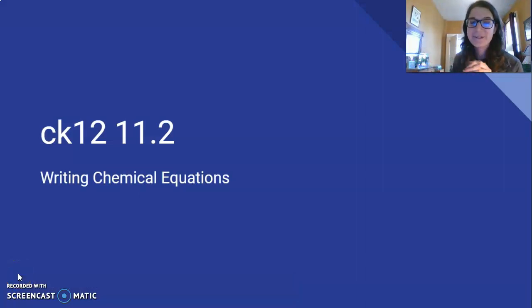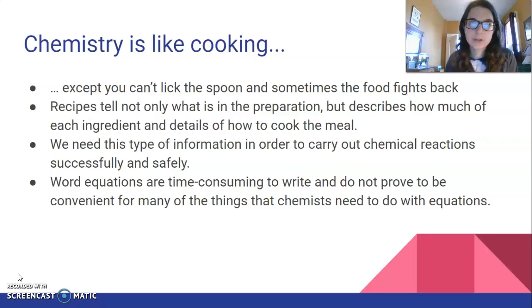All right, finally we are going over how to write chemical equations. Usually this is going from a word equation to a chemical equation that actually uses the chemical formulas of those things that are involved in the reaction.